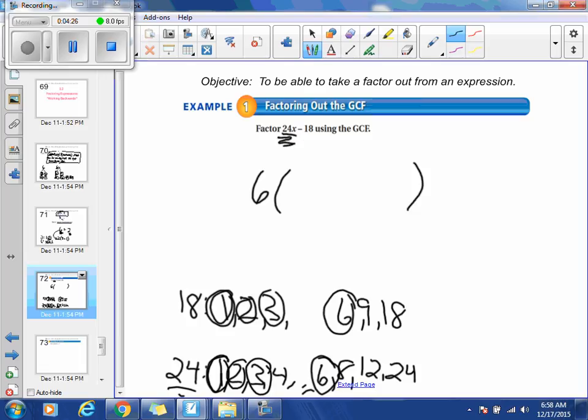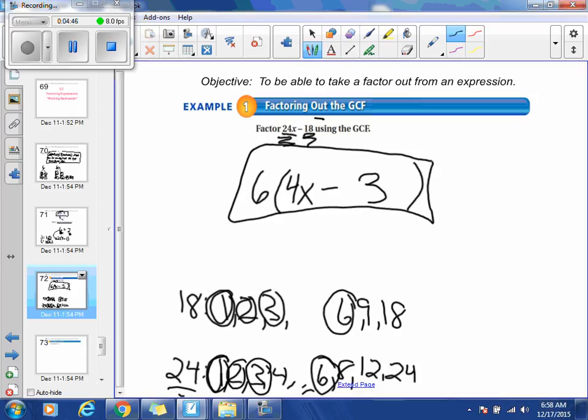We're going to say, okay, if we took 6 out of 24x, 6 times what is 24x? 6 times 4 is 24, and we need that x term in there. Right, so we have 4x minus 6 times what is 18? 6 times 3 is 18. Okay, so basically, we just undid what they did up here. They had 24x minus 18, or 24x plus negative 18. We took out that factor of 6.